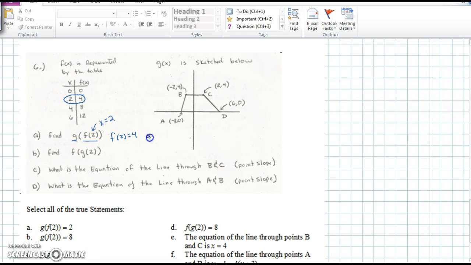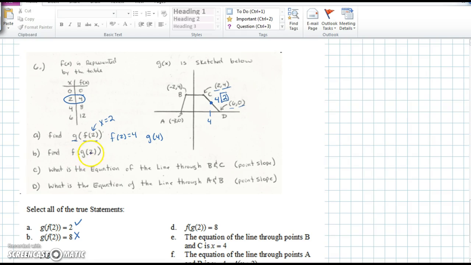Now we're going to look for g of 4. So we enter the graph at 4, halfway between 2 and 6. So we're going to be halfway between 4 and 0, so that's going to be 4 comma 2. 2 is what we want. That would mean g of f of 2 is in fact 2 and can't be 8.